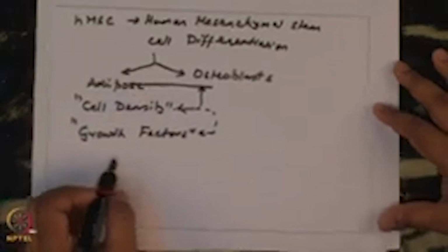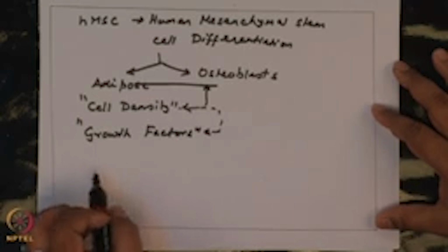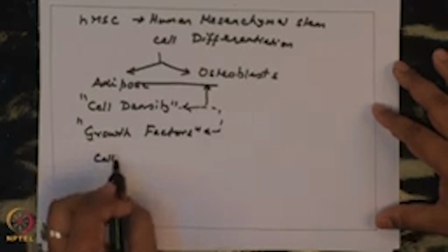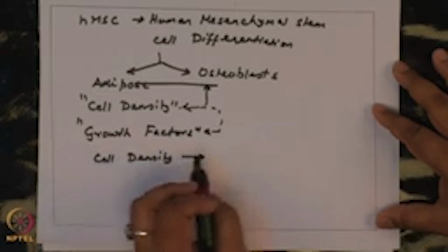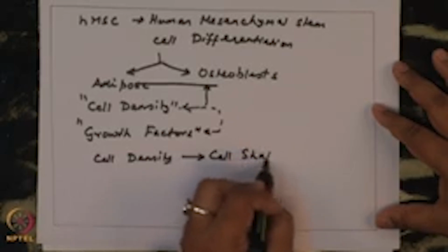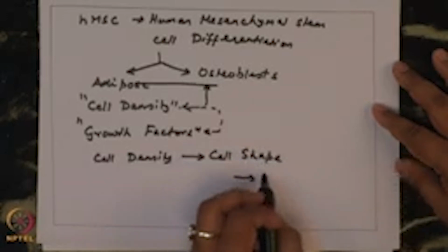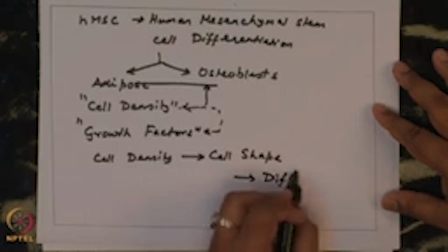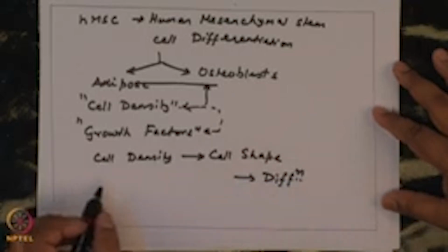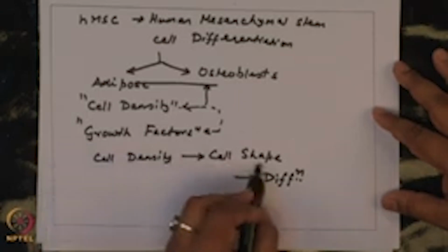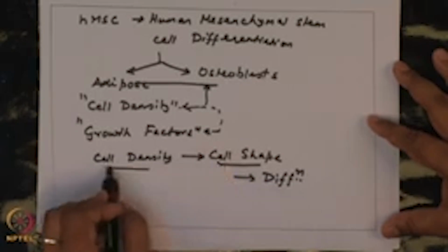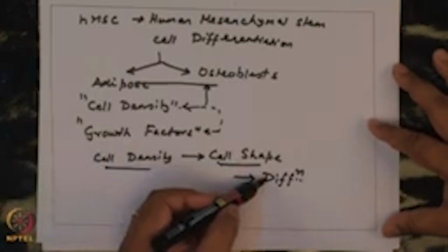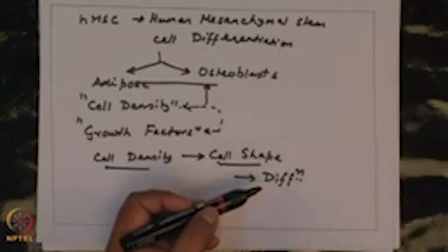Is it possible, imagine this picture, that cell density actually impacts the cell shape, and cell shape then impacts the differentiation status? So, we are saying that it is the phenotype. You are indirectly controlling phenotype by cell density, and then this phenotype is what dictates the overall response.